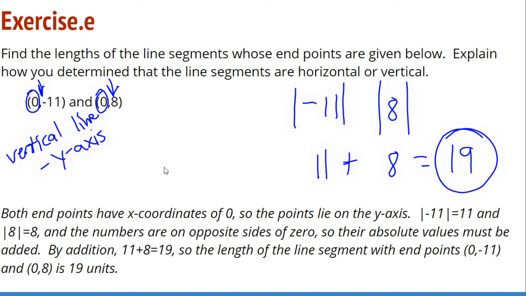Both endpoints have x-coordinates of 0, so the points lie on the y-axis, which is a vertical line. Absolute value of each, 11 and 8. Numbers are on opposite sides of 0, so we'll add, and we can find by addition that 11 plus 8 equals 19. The length of the line segment is 19 units.